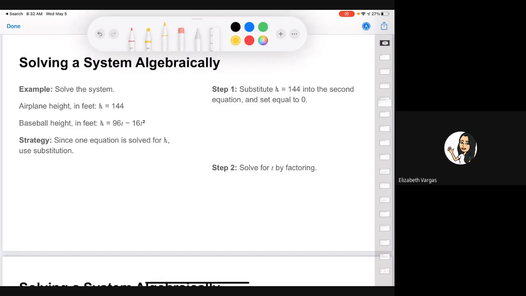So here it says solve this system. So basically we're given a system of equations. You can do this algebraically or you can graph it. If you were to graph it, I can go ahead and show you what that would look like. You can still graph it to find your points of intersection.